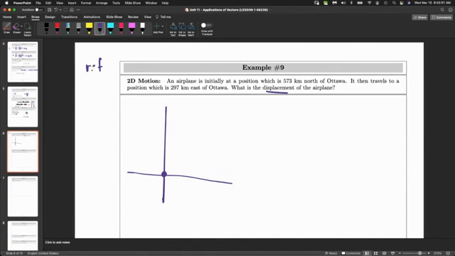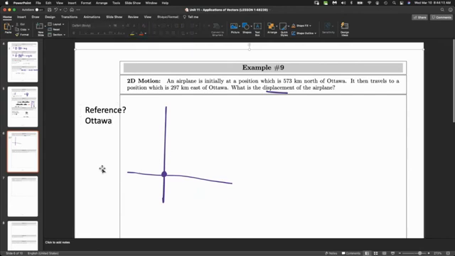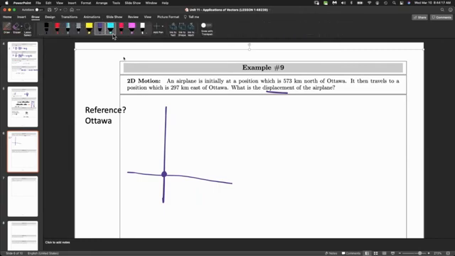Can someone tell me what the reference is in this question? What location is the reference? Anybody? It's very quiet. Yeah, it's Ottawa. Thank you, Ayo. Everything that's being described here is as if Ottawa was the center of the universe. So here's Ottawa. I'll call it O. First you go north, and then you go east. I didn't draw a straight line there, but it's there. That's delta D1, and that's delta D2.